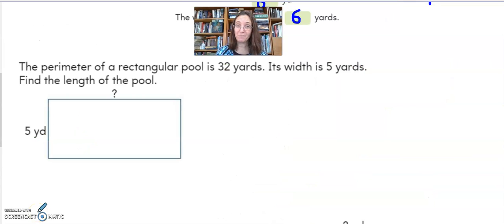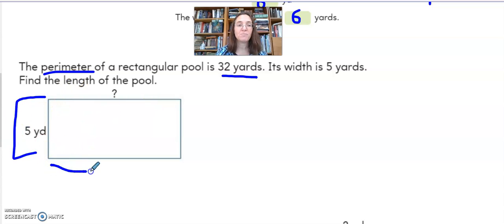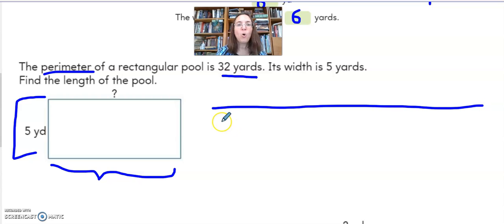Here is another example that is a little more abstract. The perimeter of a rectangular pool is 32 yards. Its width is 5 yards. Here's the width right here. Find the length of the pool. So I need to remember, I'm looking at only these outside edges. If I cut them all out and laid them end to end, the whole line would go from 0 to 32.